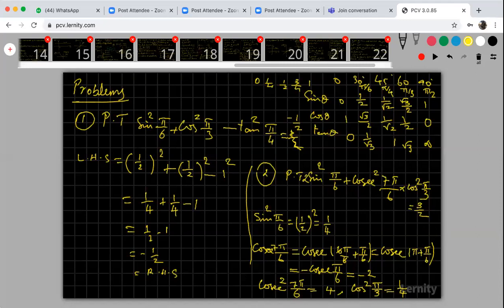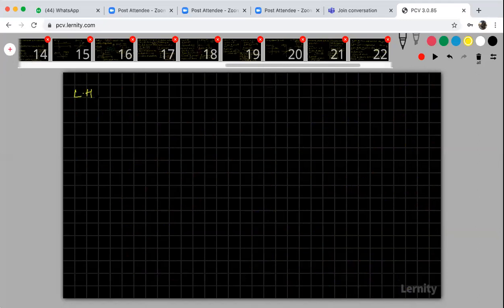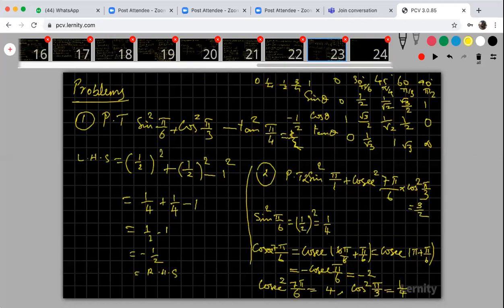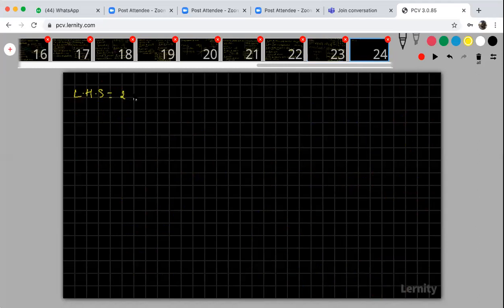Substitute everything in the left hand side and simplify. You will get the right hand side value 3 by 2. Therefore, my LHS is equal to 2 into sine square pi by 6, that is 1 by 4, so 2 into 1 by 4, plus cosecant square 7 pi by 6, that answer is 4, plus cos square pi by 3, that is 1 by 4. So this and this cancel. Here it is 1 by 2, 1 by 2 plus 1, that is 3 by 2. The RHS is only 3 by 2.